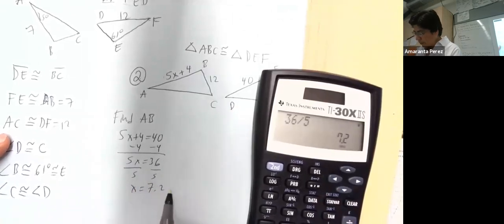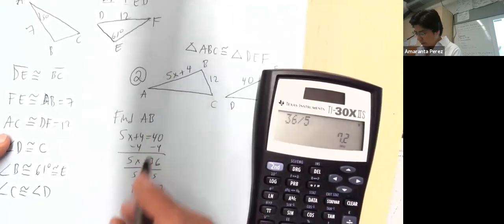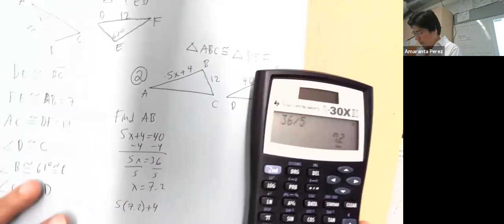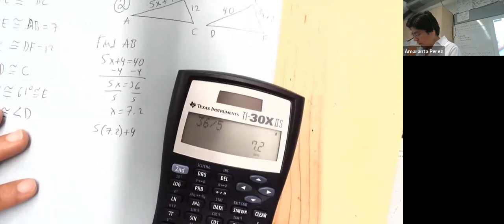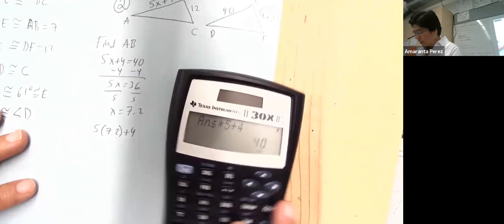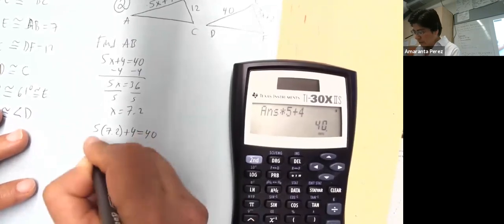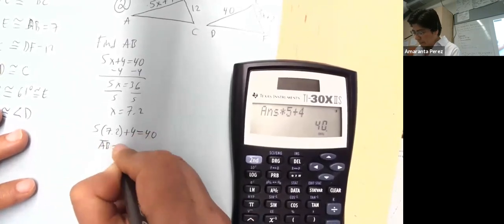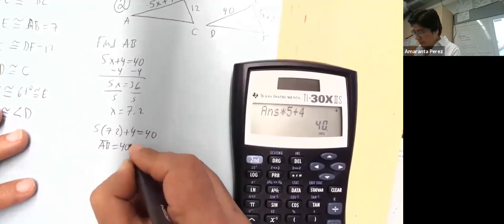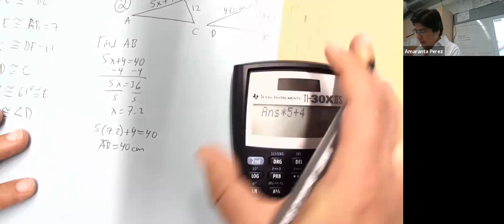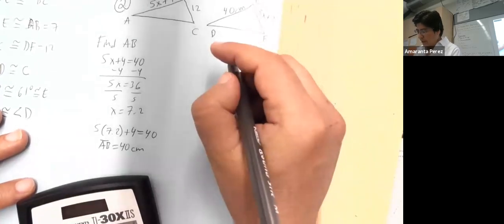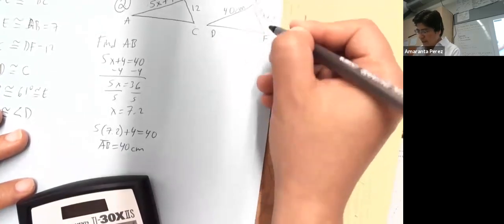7.2. Then if you put in 7.2 into here, 5 times 7.2 plus 4 equals 40. So AB is 40. In this case, we could say centimeters. So this is centimeters.